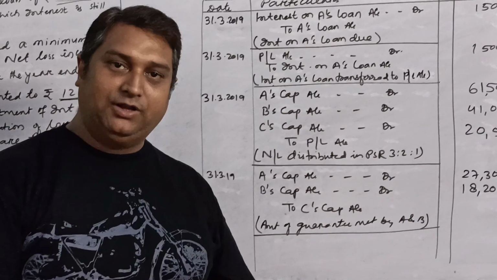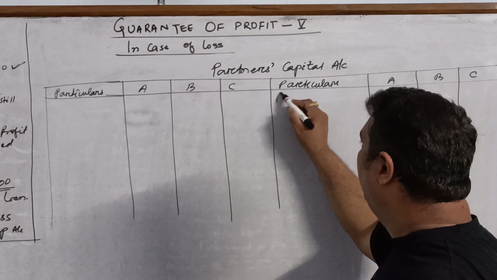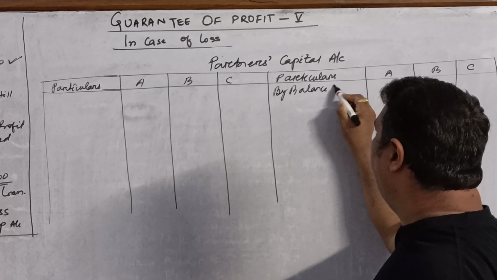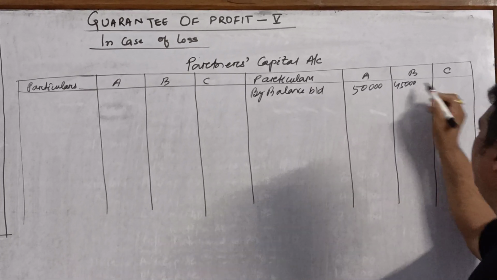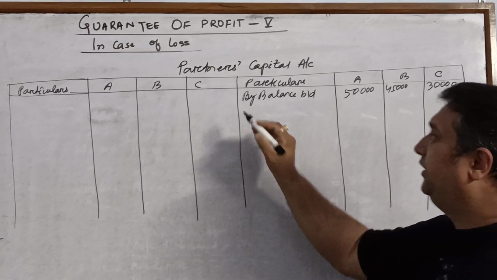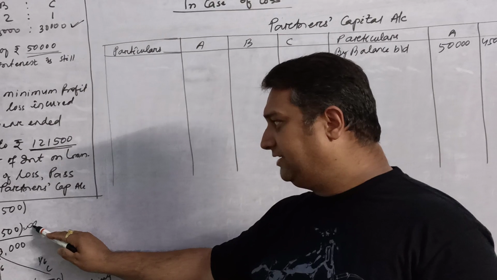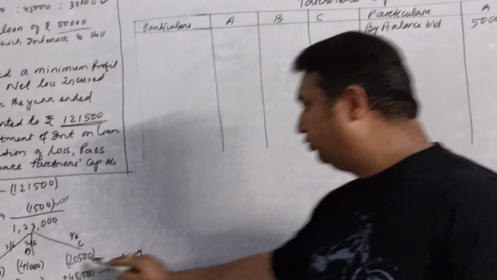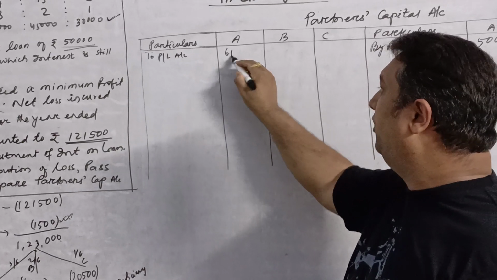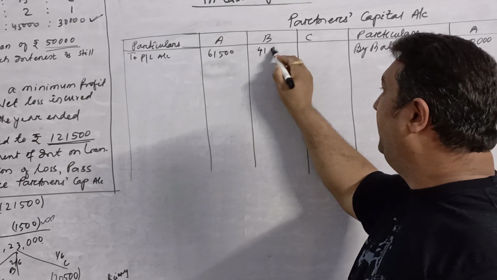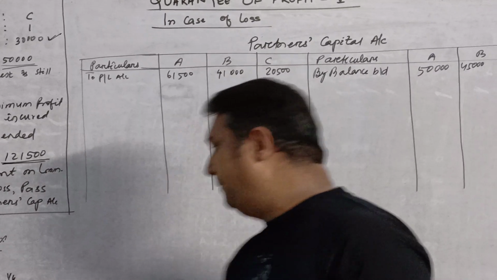Now we'll see partner's capital account for the same question. No change in the way partner's capital account is to be prepared. First of all, we will copy the opening balance as we had done in the previous example: 50,000, 45,000 and 30,000. After this, interest on loan will not impact your partner's capital. So we will show the distribution of the amount of loss. So to profit and loss account, the amount of loss borne by A is 61,500, B 41,000, C it is 20,500.